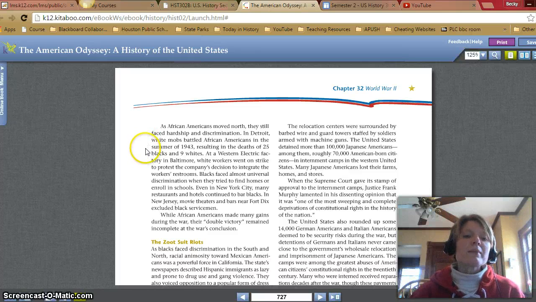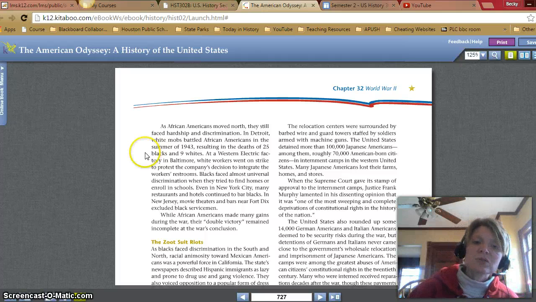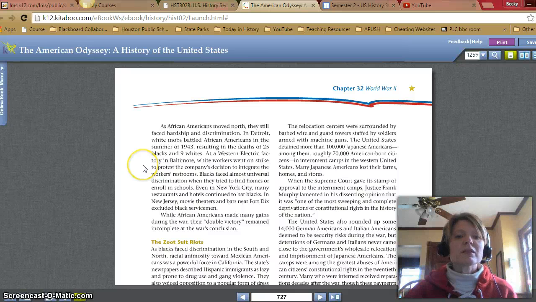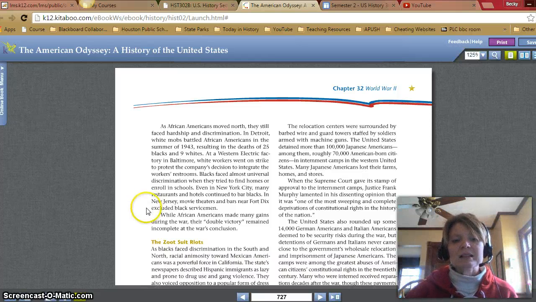In Detroit, white mobs battled African Americans in the summer of 1933, resulting in the deaths of 25 blacks and 9 whites. At a Western Electric factory in Baltimore, white workers went on strike to protest the company's decision to integrate the workers' restrooms. Blacks faced almost universal discrimination when they tried to find homes or enroll in schools. Even in New York City, many restaurants and hotels continued to bar blacks. In New Jersey, movie theaters and bars near Fort Dix excluded black servicemen.